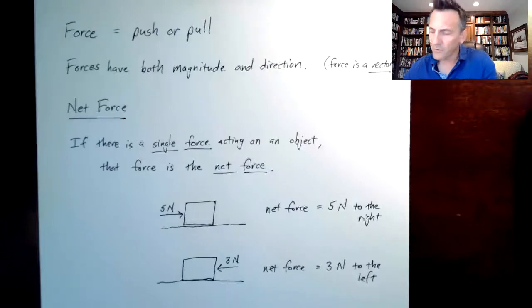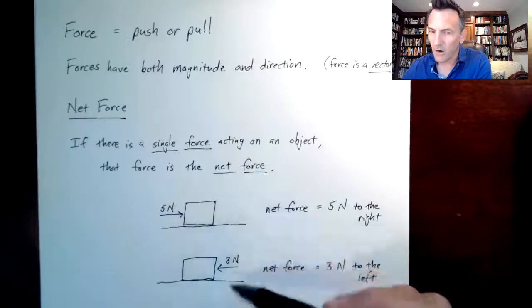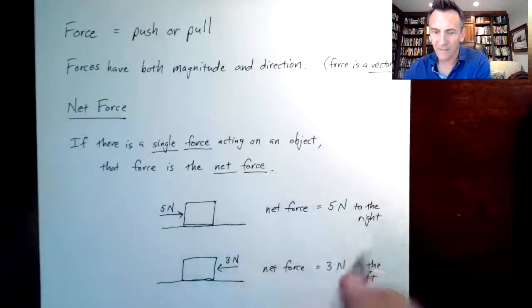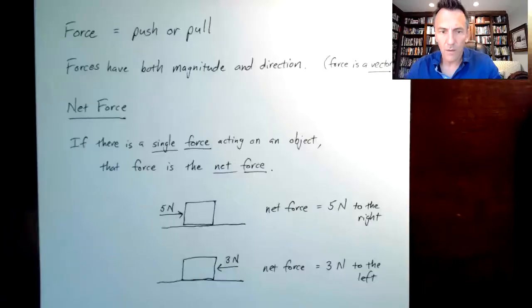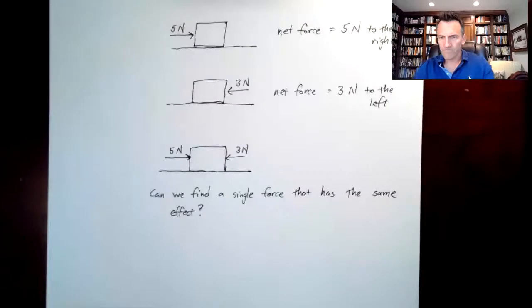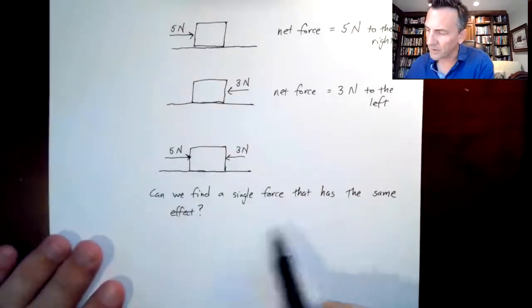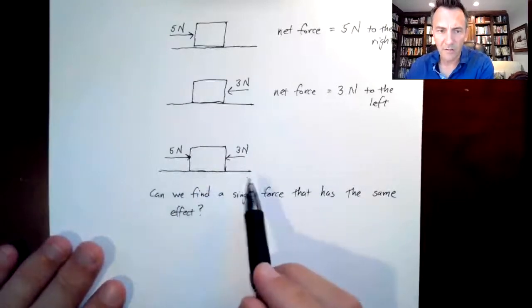Now, what if both of these forces that I've drawn here are acting on the same box at the same time? What is the net force now? We can reword this question as follows. Can we find a single force that has the same effect as these two forces combined? If we can find a single force that has the same effect as these two forces, then that single force would be the net force.